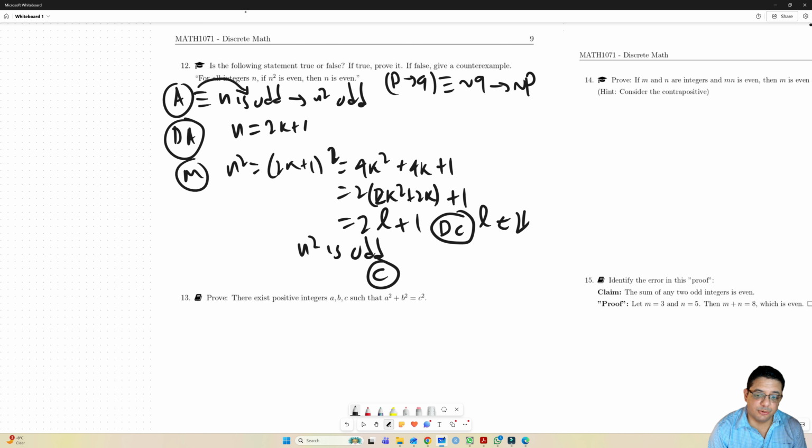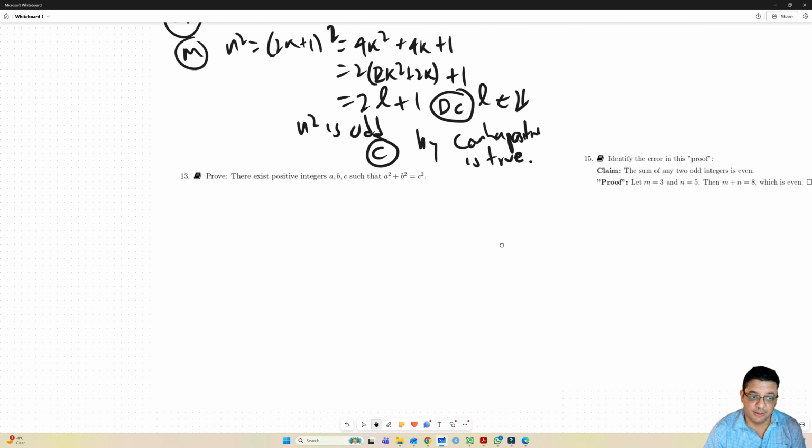And notice that by contrapositive, the original statement is true. So this will be something that we'll check more on later, proofs by contrapositive.